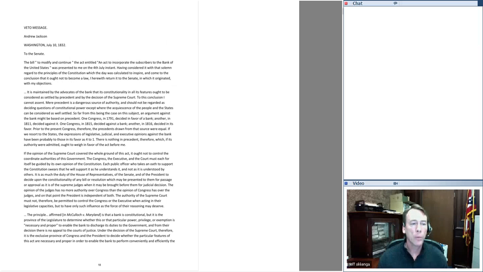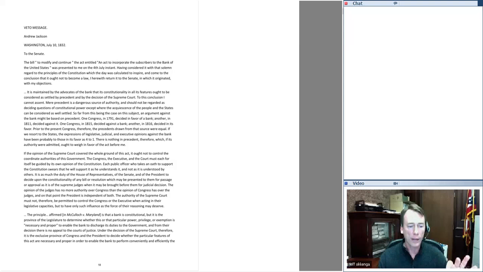It is maintained, this is the second paragraph, I'll read it, by the advocates of the bank that its constitutionality in all features ought to be considered as settled by precedent and by the decision of the Supreme Court. He's talking about McCulloch versus Maryland. To this conclusion, I cannot assent. Mere precedent is a dangerous source of authority and should not be regarded as deciding questions of constitutional power, except where the acquiescence of the people and the states can be considered as well settled.